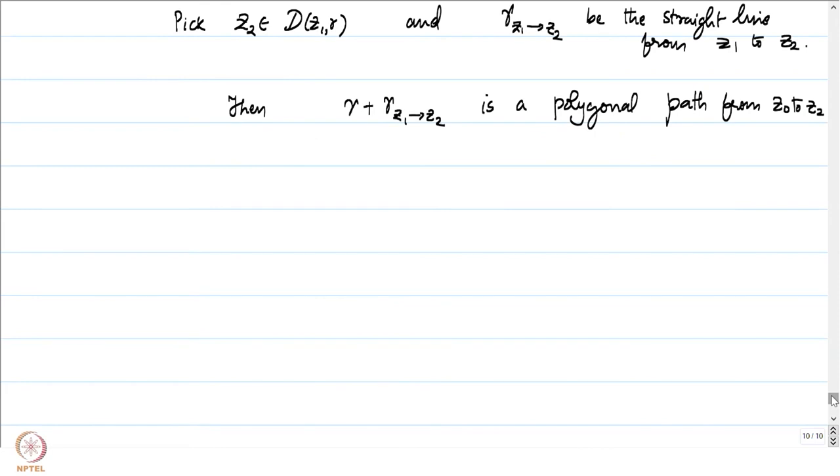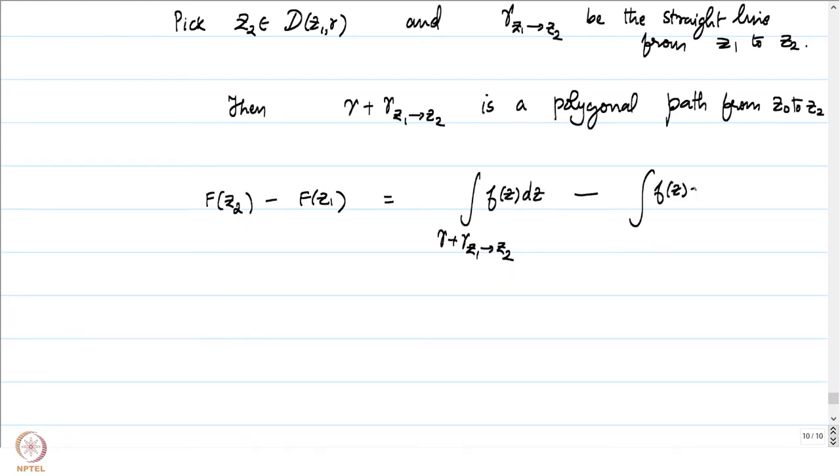Now let's invoke the definition of capital F, and let's look at what is capital F of z2 minus capital F of z1. What was capital F of z2? That is going to be the integral over some polygonal path from z0 to z2, which we now have very explicitly one such candidate. This is the integral of f of z dz, minus what is capital F of z1? That is going to be the integral of f of z dz over a polygonal path from z0 to z1.